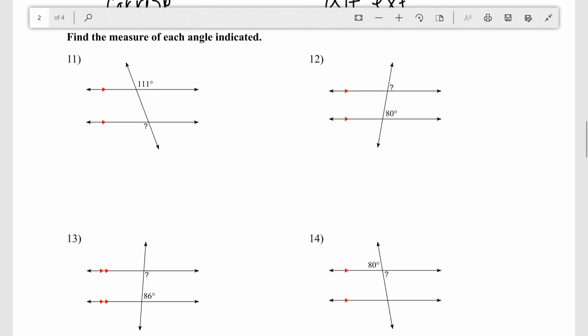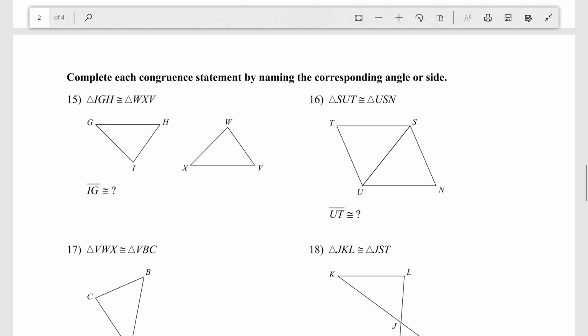So using all of that knowledge, hopefully you should be able to solve for 11, 12, 13, 14. There are answers at the end of the worksheet if you need to double check your work. Here we're revisiting our triangle congruences. Complete the congruent statement by naming the corresponding side or angle.